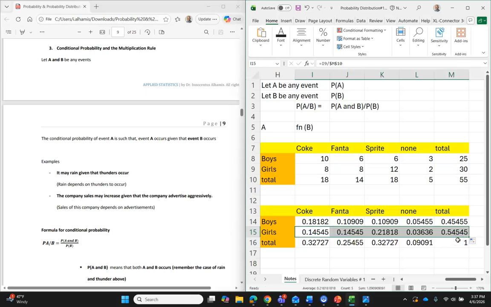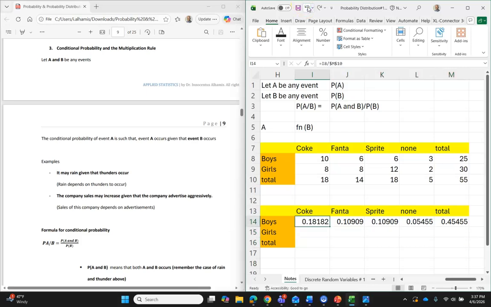All I just did is to copy the formulas. Let me repeat this to help you understand what I was actually doing. So remember, all we need to do is to find the probabilities for these preferences. And so we look at the first preference, which is for the boys that drink Coke, and we'll take 10 out of 55, 8 out of 55, 18 out of 55, 25 out of 55, 30 out of 55. All this will occur out of the total.